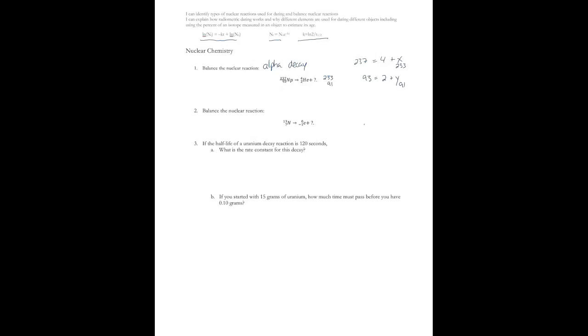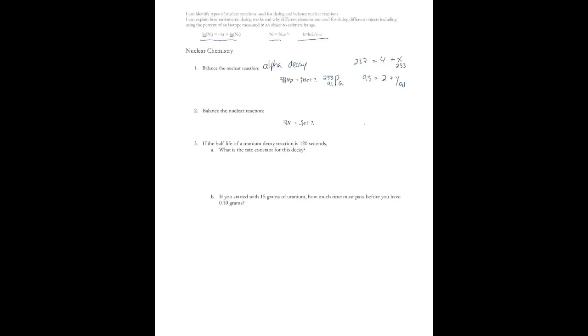So we then would look at the periodic table, and we see that neptunium is element 93, and element 91 is protactinium, and its symbol is Pa. That might look like Pennsylvania, but it's not. All right, let's look at this next one.